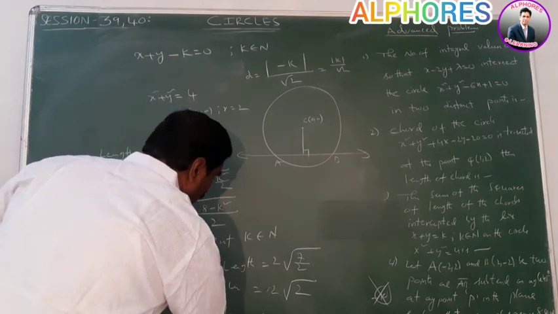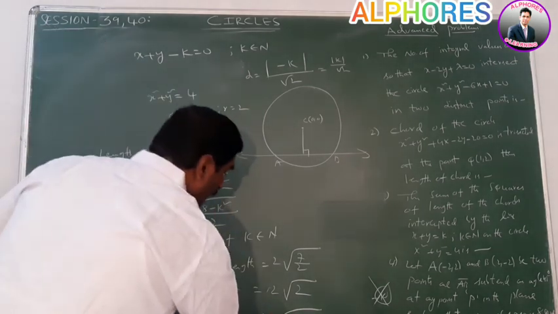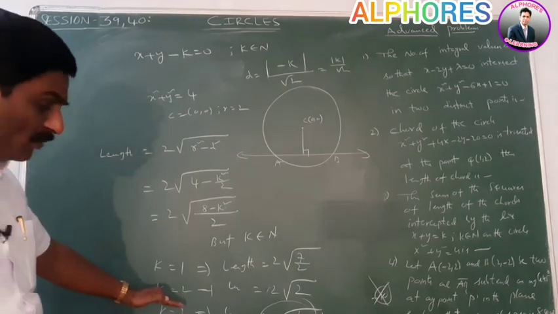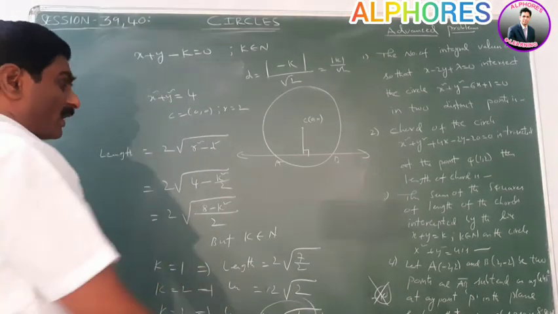Let k is equal to 3. Length of the chord is equal to 2 root 8 minus 3 square, means 9. Root of minus 1 by 2. Under root negative value is meaningless. So length of the chord does not exist. For k is equal to 3, k is equal to 4, at these values it is imaginary, so does not exist. We get only two possibilities.